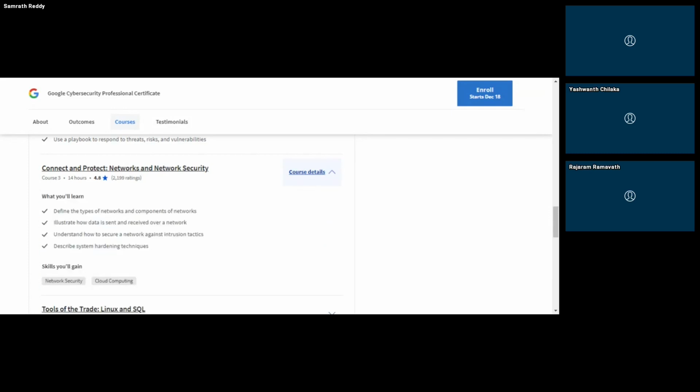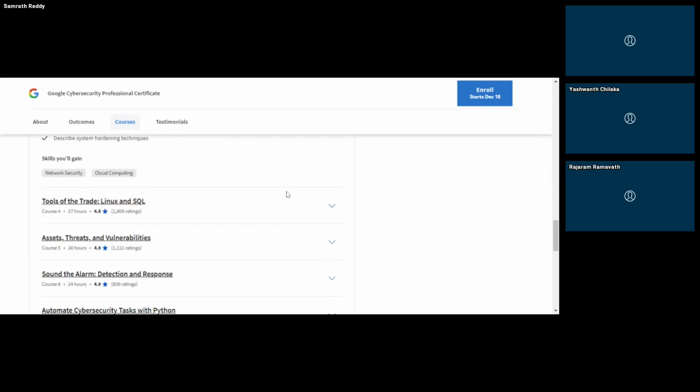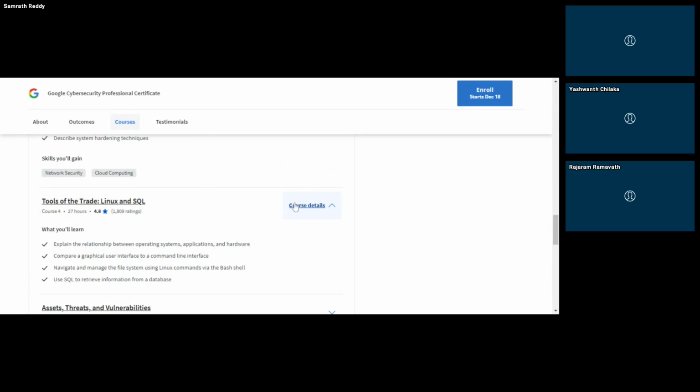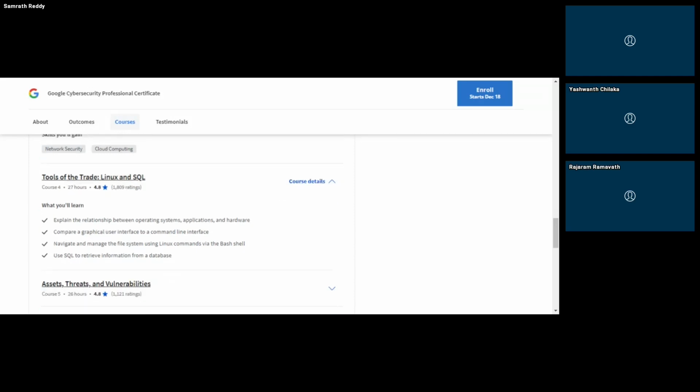Like you'll be having a subject in third year where, if you go through this by now, you can easily have an idea regarding network security and even cloud computing, how a network works. And coming down again, it's the tools of the trade, like Linux and SQL. Linux and SQL are again the most important things, and by choosing this you can have an idea regarding the Linux course and even SQL database management.